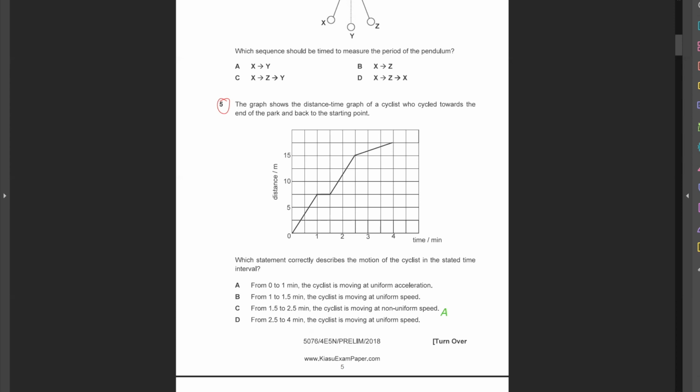I would like to draw your attention to this axis. Would you want to reconsider your answer? The distance-time graph gradient is speed.